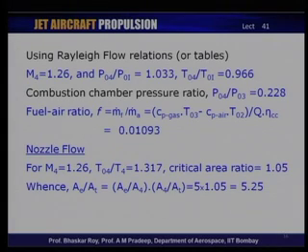The pressure ratio is now 1.033, and the temperature ratio is 0.966. So, the pressure ratio across the combustion chamber only is 0.228, and the fuel air ratio is calculated with the help of the temperature that we have obtained, and that comes out to be 0.1093. Now, that is the fuel air ratio calculated from the various parameters that we have computed through the combustion chamber.